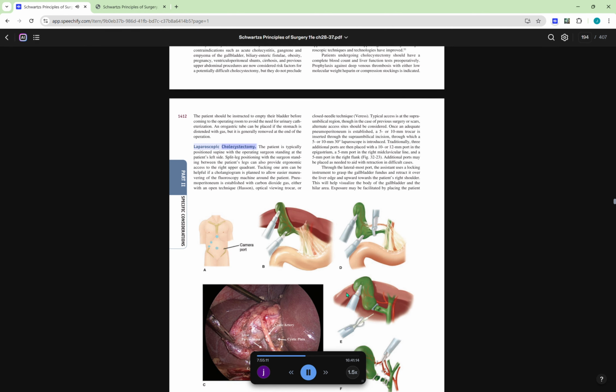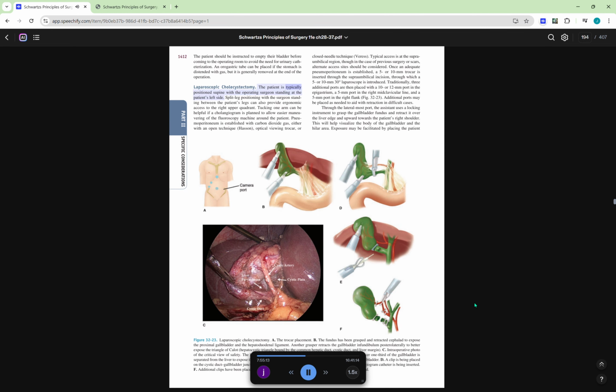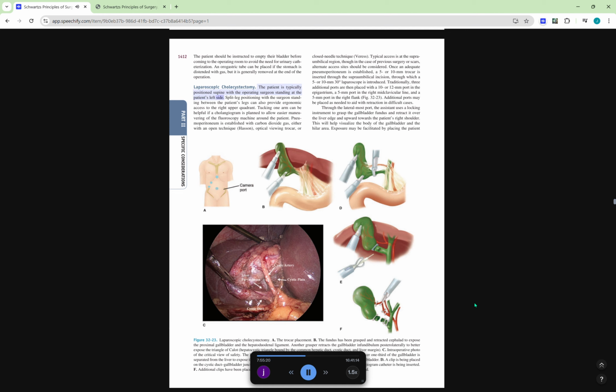Laparoscopic cholecystectomy. The patient is typically positioned supine, with the operating surgeon standing at the patient's left side. Split leg positioning with the surgeon standing between the patient's legs can also provide ergonomic access to the right upper quadrant. Tucking one arm can be helpful if a cholangiogram is planned to allow easier maneuvering of the fluoroscopy machine around the patient.